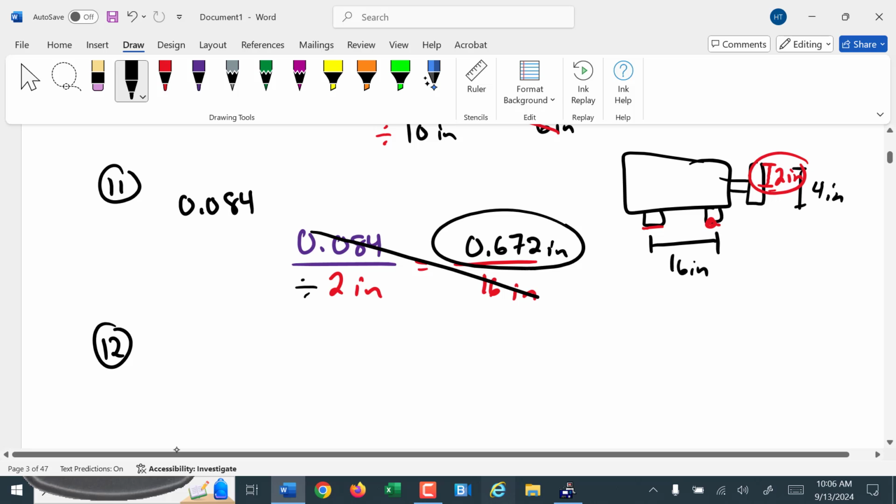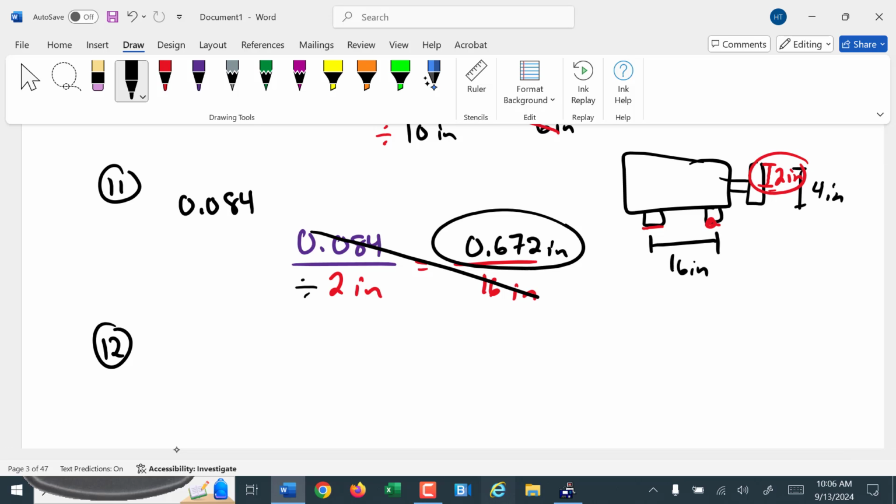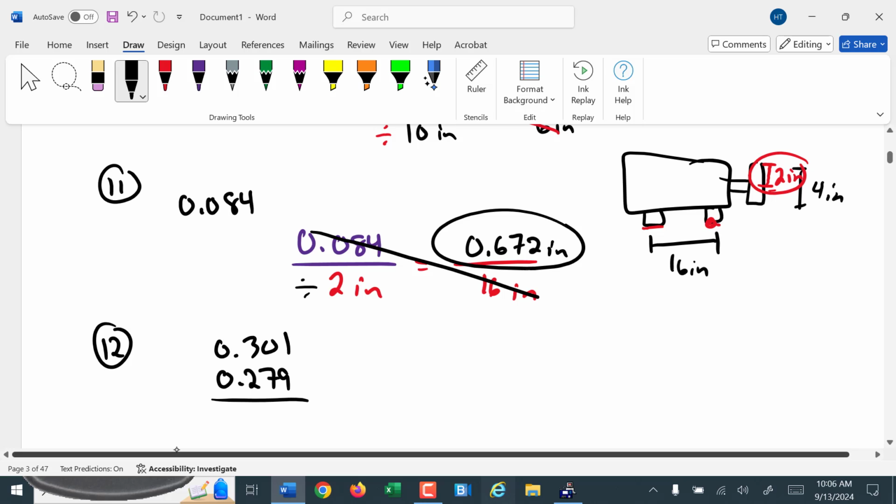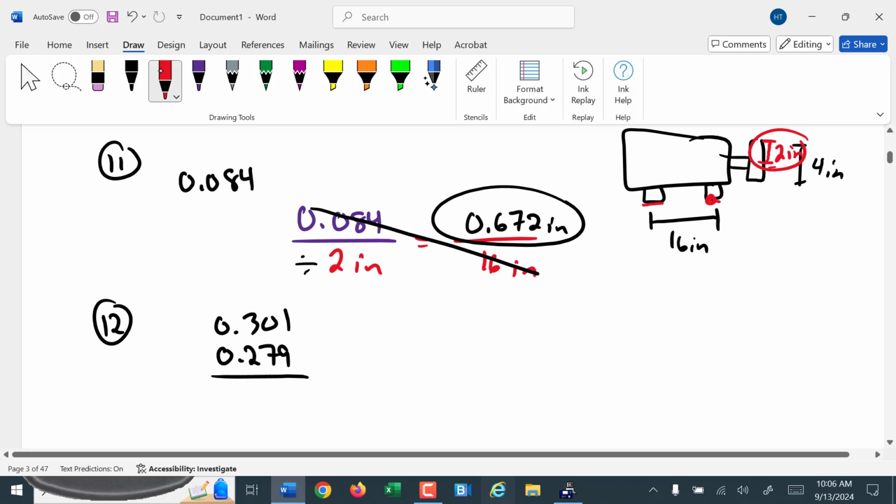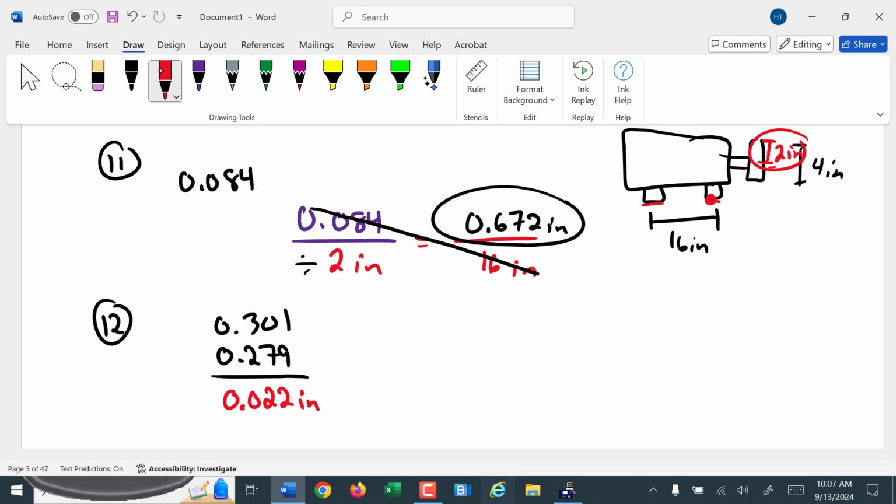Number 12, if the gap at 6 is 0.279 and the gap at 12 is 0.301, the first thing we're going to do is subtract those to get the vertical angular gap, which is 0.022. If we subtract those, that is our vertical angular gap. Find the size of the shim required.